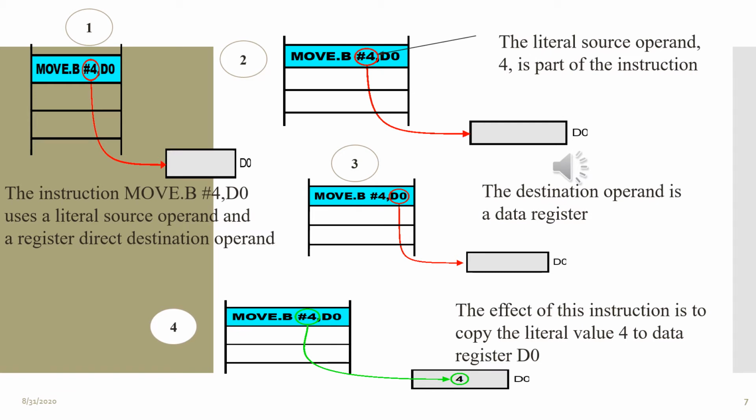Next, check the third one. The destination operand is a data register. Just see the fourth one. The effect of this instruction is to copy the literal value to the data register D0. Here the data register is nothing but your D0, the register which is pointed to. Okay, this is the example of immediate addressing.